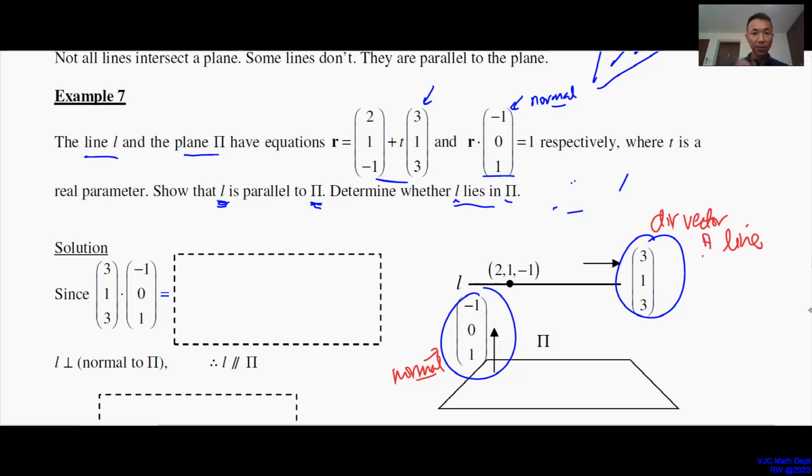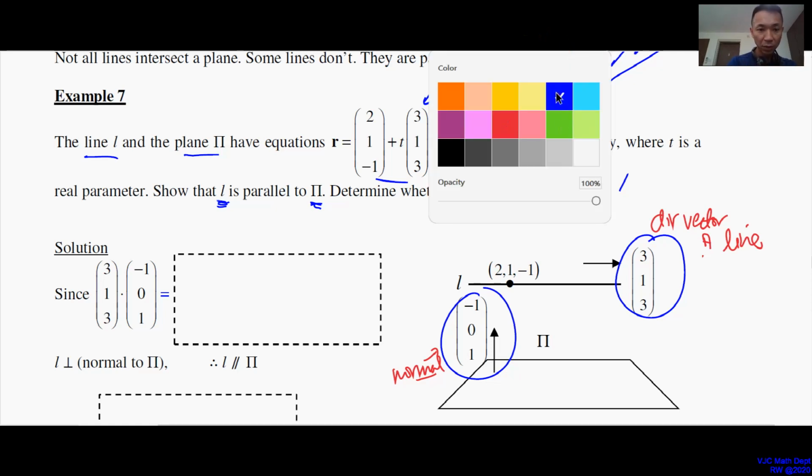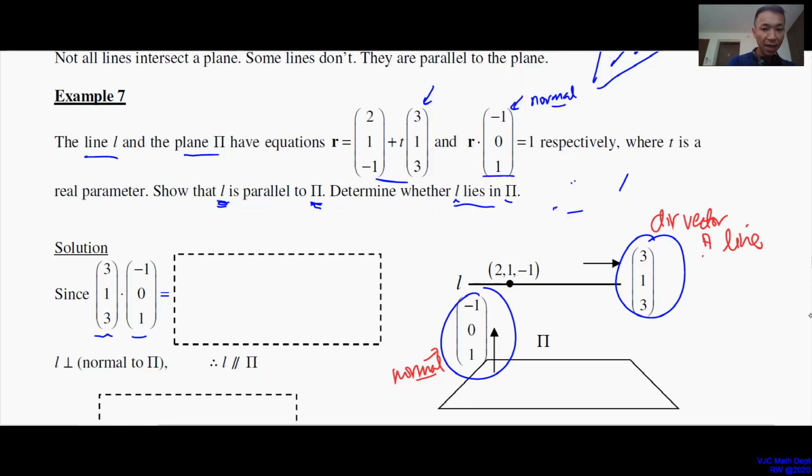So we'll do this. We take the dot product of the direction vector of the line and the normal vector of the plane. We dot, and realize that this is minus 3 plus 0 plus 3. Oh, it equals 0. It means that the normal vector, look at the figure here now, is perpendicular to the direction vector of the line. So clearly this line is parallel to the plane up here.